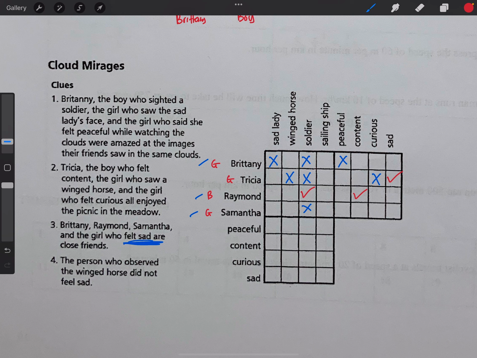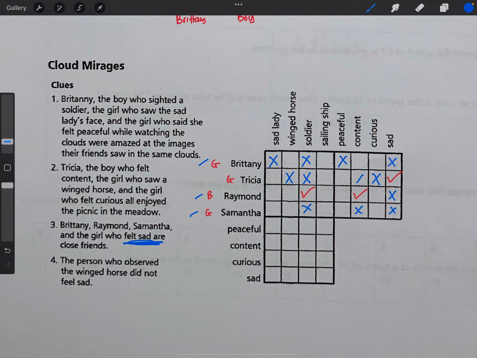Clue 4 says the person who observed the winged horse did not feel sad. That means Trisha can't be the one to have observed the winged horse. But it's already crossed out anyway, so it doesn't matter. Alright, let's see what we can find in here. I'm going to cross out some more stuff, so let me see. Okay, so I'm going to cross these ones out.